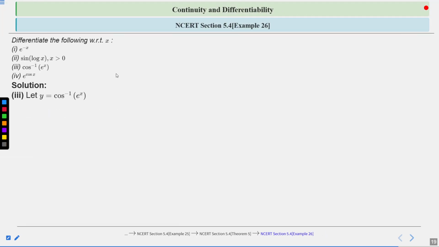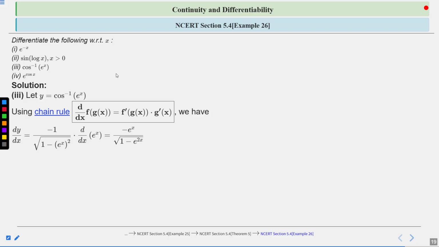So let us see part third. y is equal to cos inverse e to the power x. So using chain rule, d upon dx of f of gx will be equal to f dash gx into g dash x. So we have dy upon dx will be equal to minus 1 upon root over 1 minus e to the power x square into d upon dx of e to the power x, which will be equal to minus of e to the power x upon root over 1 minus e to the power 2x.